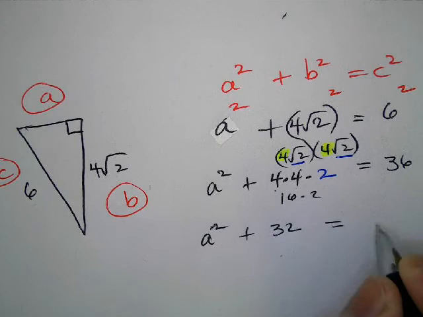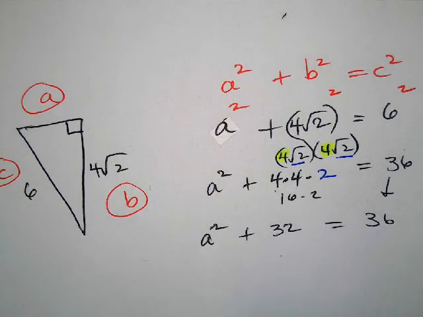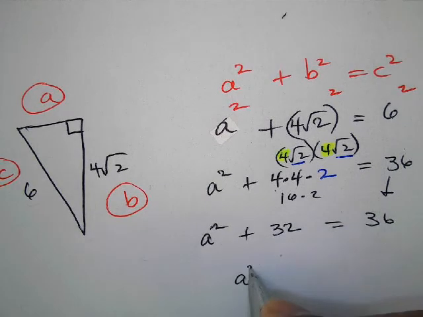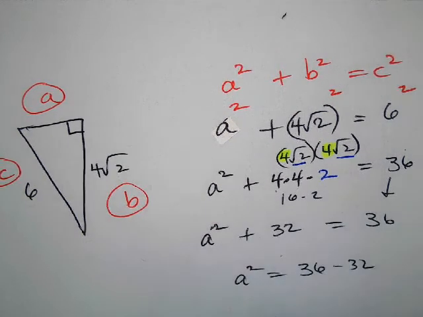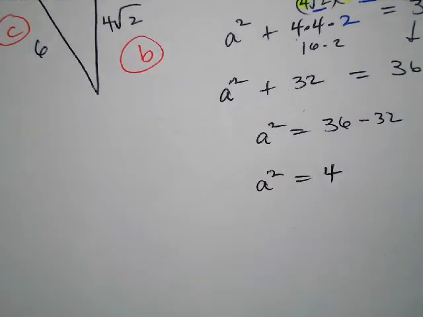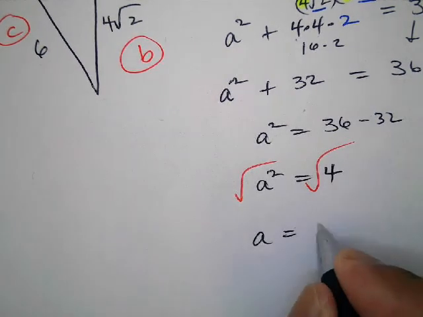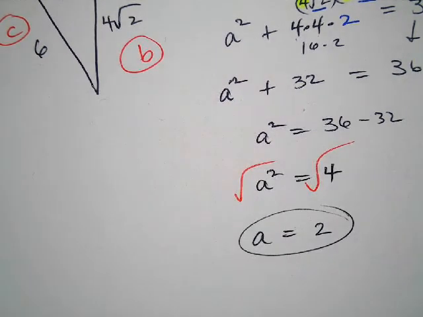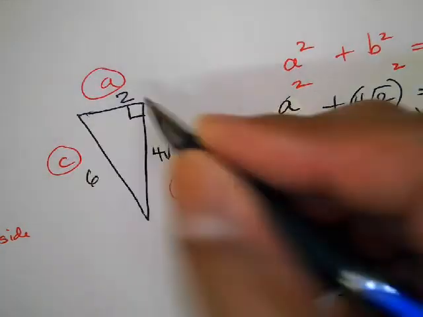32 equals 36, right? And subtract 32 from both sides. A squared equals 36 take away 32, which is 4, right? Oh, 4 is a perfect square number. I take the square root of both sides. I'm going to get A is equal to what? What's the square root of 4? 2. All right. I like this. I'm getting some good numbers there. So this missing side is 2.